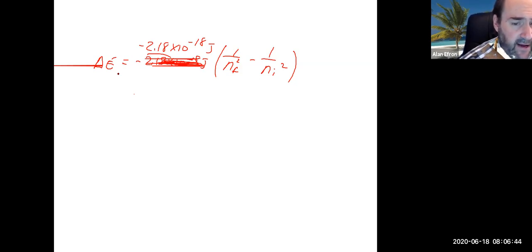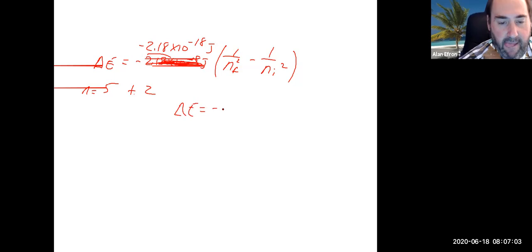Again, n final is our final energy level, n initial is our initial. We had an example earlier that went from 5 to 2, for example. So if we did that, we could put that in. Now our final here would be 2, so that would be 2 squared, which would be 4, minus 1 over our initial, which would be 5 squared.